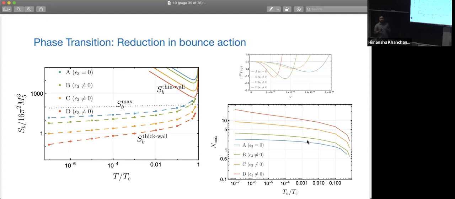Hopefully the setup is clear. There is a rate for phase transition which is too small, and you want to understand what are the parametric changes that are motivated to make the rate faster.